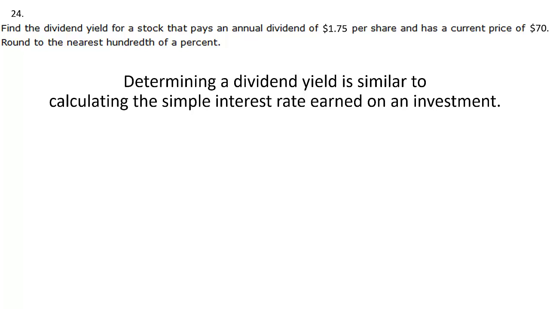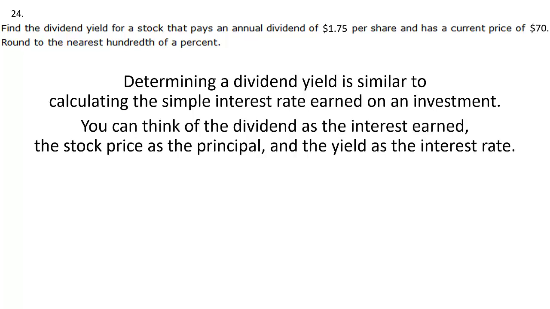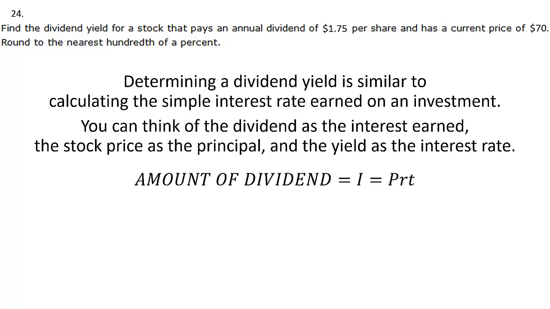Think about it this way. Determining a dividend yield is similar to calculating the simple interest rate earned on an investment. You can think of the dividend as the interest earned and the stock price as the principal and the yield as the interest rate. So it's really a very similar calculation. So the amount of dividend can be thought of as the simple interest formula, where capital I is the amount of the dividend and the principal is the stock price and the yield is the interest rate.